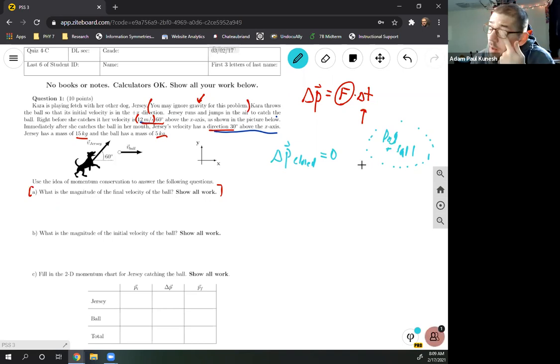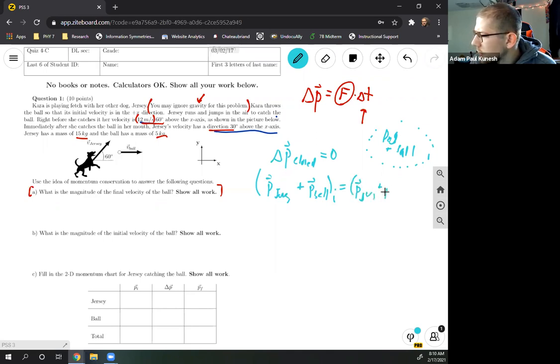So I can write that, one second, sorry, eyelash. I can write that directly as vector P of Jersey, the dog, plus vector P of the ball, initial, is the same as vector P of Jersey plus vector P of ball final. Okay, cool.